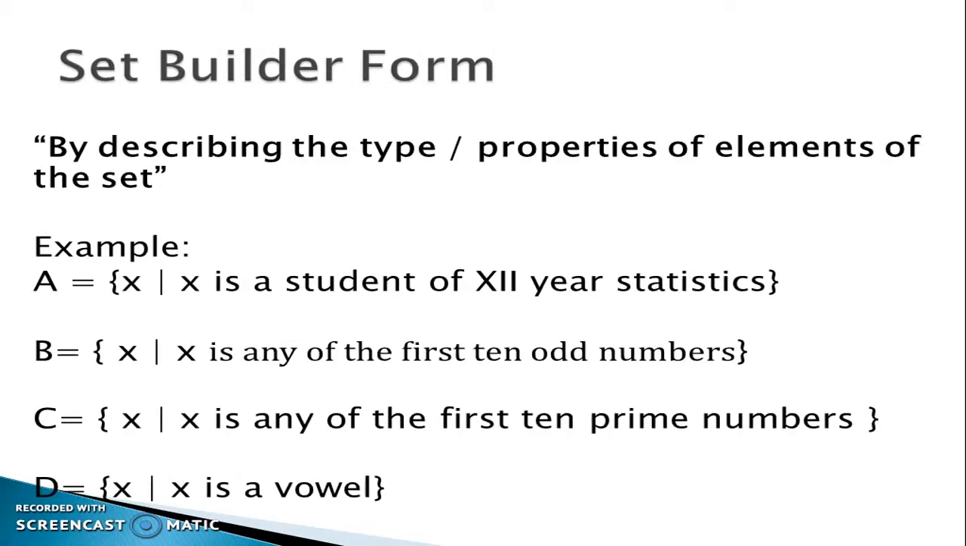These sets can be written in a set builder form by describing the type or properties of the elements of the set. Set A consists of X such that X is a student of second year stats. Set B consists of X such that X is any of the first 10 odd numbers. Set C consists of X such that X is any of the first 10 prime numbers. And set D consists of X such that X is a vowel.